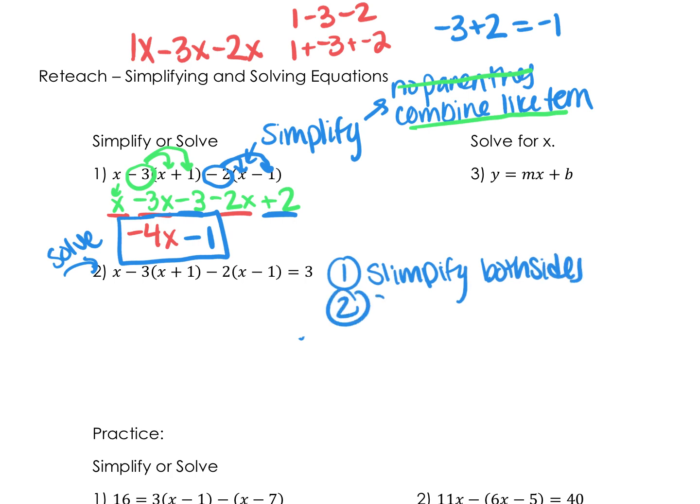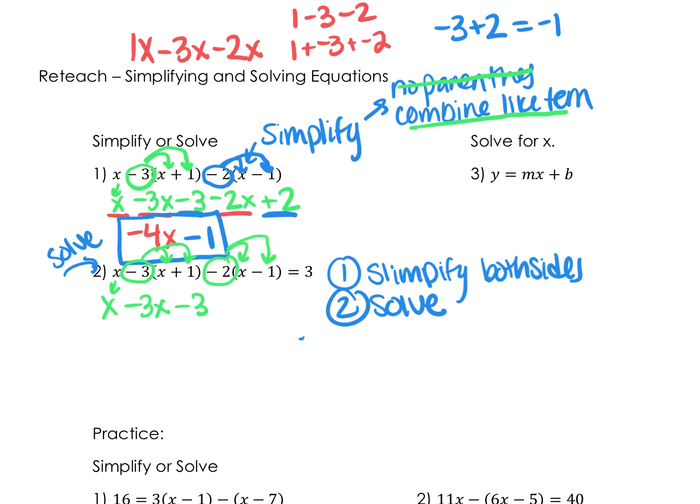And then you're going to solve. Okay, so first we'll simplify both sides. To simplify the left side, we're going to take our negative 3 and distribute. So we'll have negative 3x minus 3. Don't forget to bring down your x that was in front. Then we'll distribute our negative 2 here.